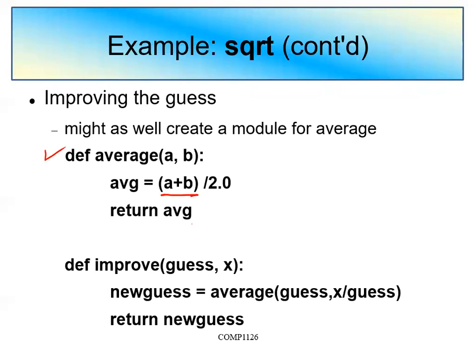So we understand that. Now, for improve, if you're going to be improving the guess, you need to know what the original guess was, and you need to know what the x is that you're trying to get to. And in order to find a new guess, they say to take the average of the guess and x over the guess, x over g. So that is your new guess, and therefore, you can just return that. Right? So that's improve there for us.